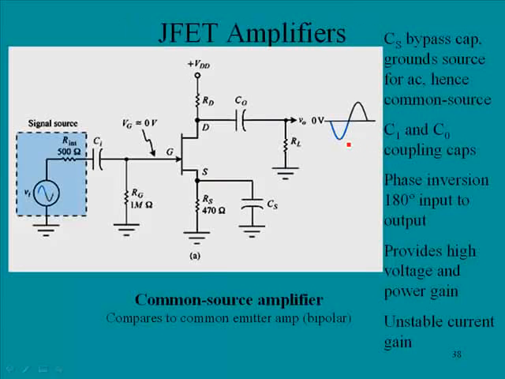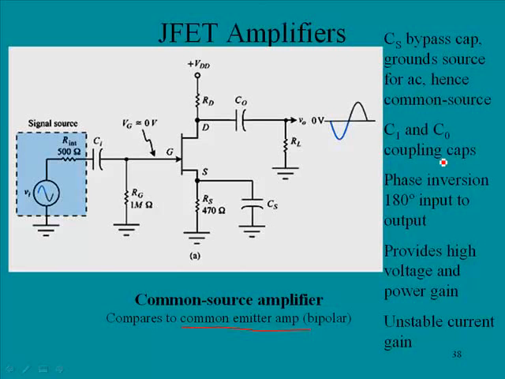First, we're going to look at the common source amplifier, and again this compares to the common emitter amp. We'll note the CS bypass cap grounds the source for AC, hence the common source. Remember, the reason we gave the common emitter amp that name was because there was a capacitor tied directly to the emitter that went to ground. This was a ground for purposes of AC, and so instead of common emitter, we're calling it common source.